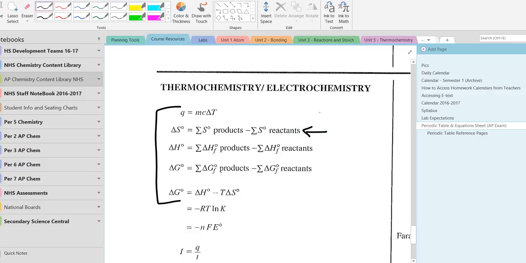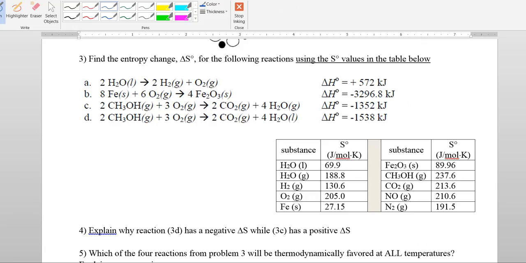It looks very similar to the equation we're familiar with for finding delta H using heat of formation. You would be given a table of values showing the standard entropy of things, and you take the entropy of the products minus the entropy of the reactants. Just like with heat of formation, we do products minus reactants. It looks like we do the same thing right over here with delta G as well. These equations on your equation sheet, you don't need to memorize them. So let's go through one of these together.